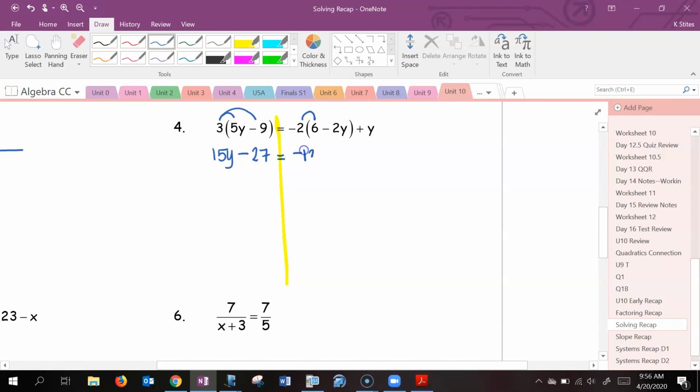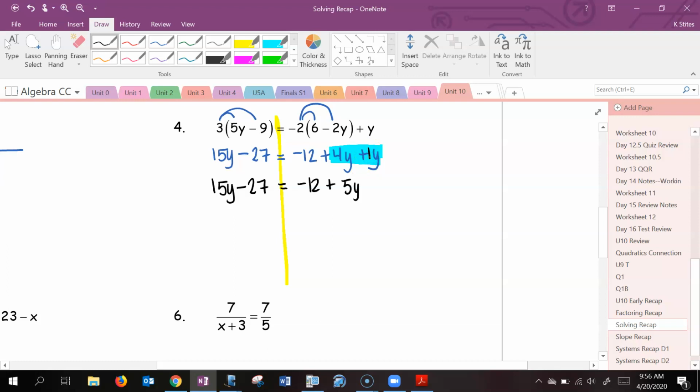Negative 2 times 6, negative 12. Negative 2 times negative 2y, careful, positive 4y. Negative times a negative. And then don't forget to bring this y down here. Now, before we start moving variables around, what you should notice is that you do have like terms here. You have 4y plus y. So I'm going to leave this side the same. I'm just going to bring everything down, and I'm going to go ahead and combine those. Negative 12 plus 5y. 4y plus 1y is 5y.